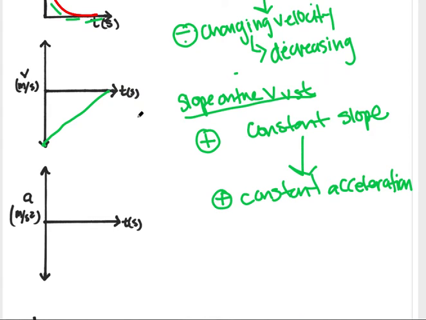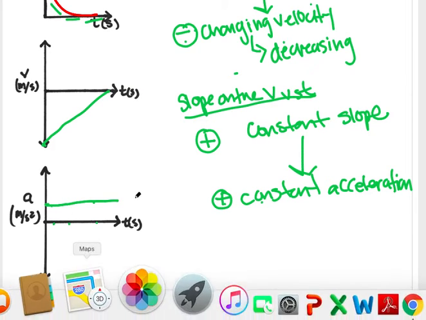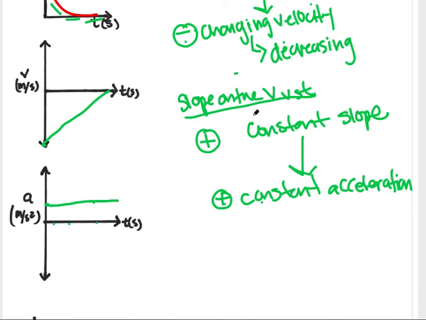How do we know that? Because the slope on a velocity time graph is acceleration. So how do we show a positive constant acceleration? Well, it's on the positive side of acceleration, and this line means that our acceleration is not changing for every second that passes. All right, so let's talk about the signs on our velocity time and acceleration time graphs.